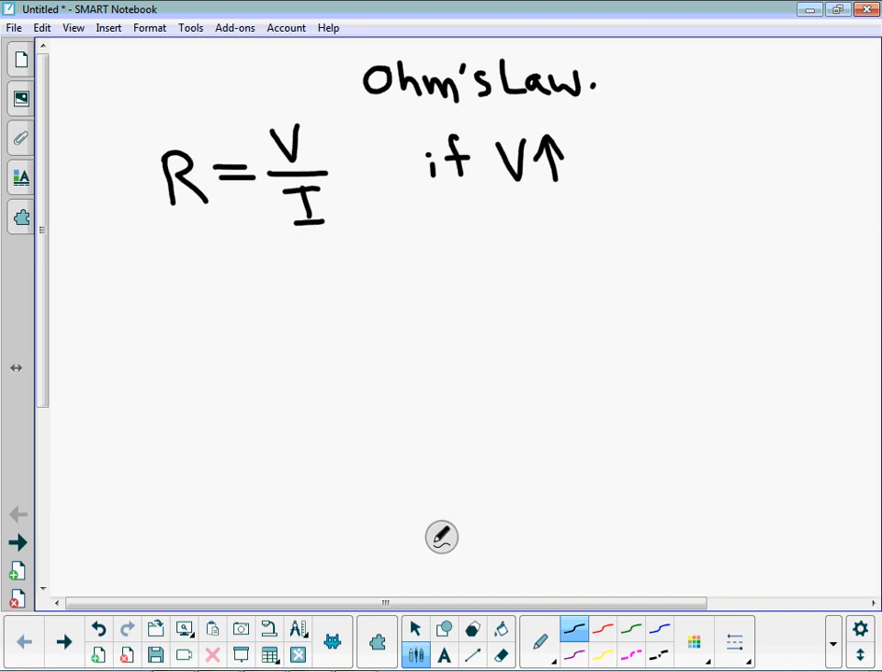Voltage is like that. If we crank the voltage up, we make the power supply with more volts, then the current is also going to go up. So if the voltage is increased, the current will increase. And that's technically Ohm's law. That's what Ohm said. If we put more voltage into a circuit, the current will increase proportionally, is the mathematical term. So if the V goes up, the I goes up.